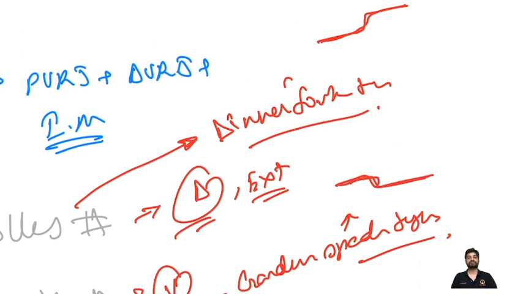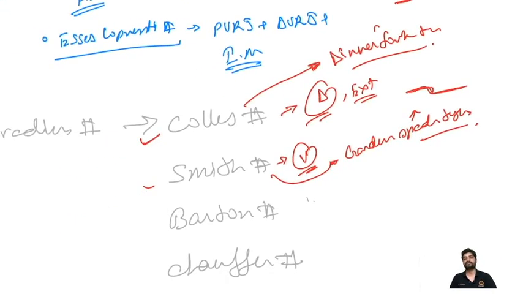A question may be asked like, garden spade deformity is seen in which fracture? The options will be these four. You'll get to know that it's a Smith fracture.